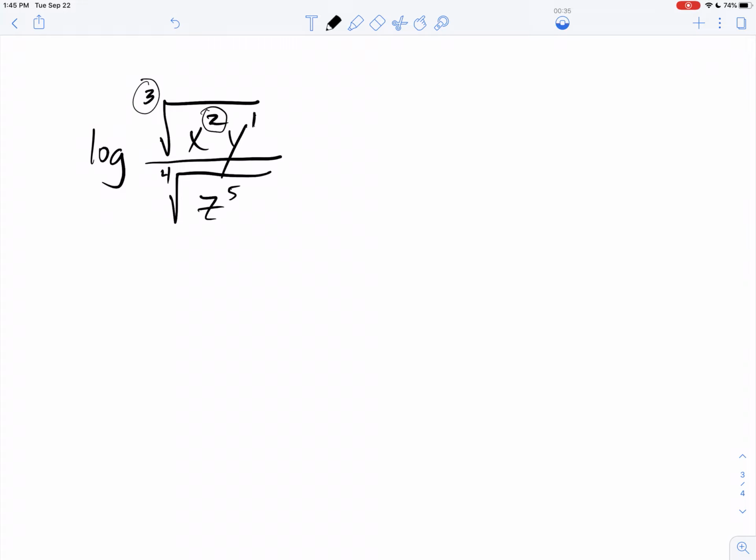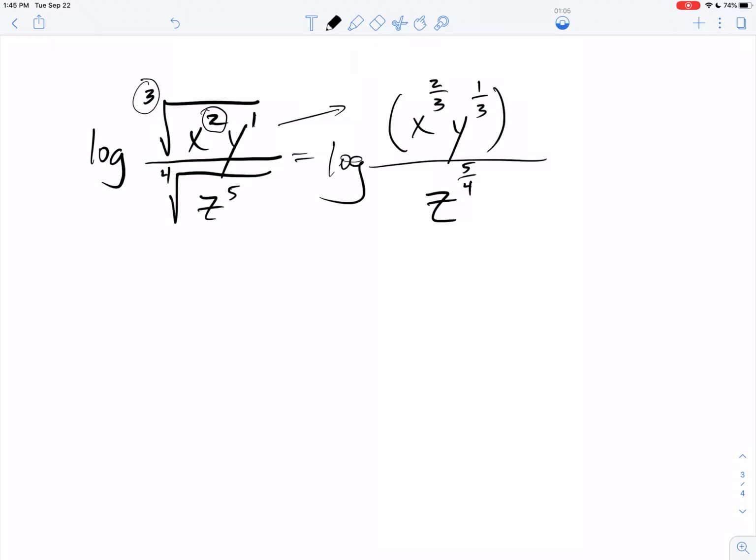So what I'm trying to get at is this. We have to rewrite anything that's in radical form so that it's in fraction exponent form. The power is 2, the root is 3. The power is 1, the root is 3. Then on the bottom, the power is 5. The root is 4. So, if I'm about to take the log of all this information here, let me get that arrow out of the way.